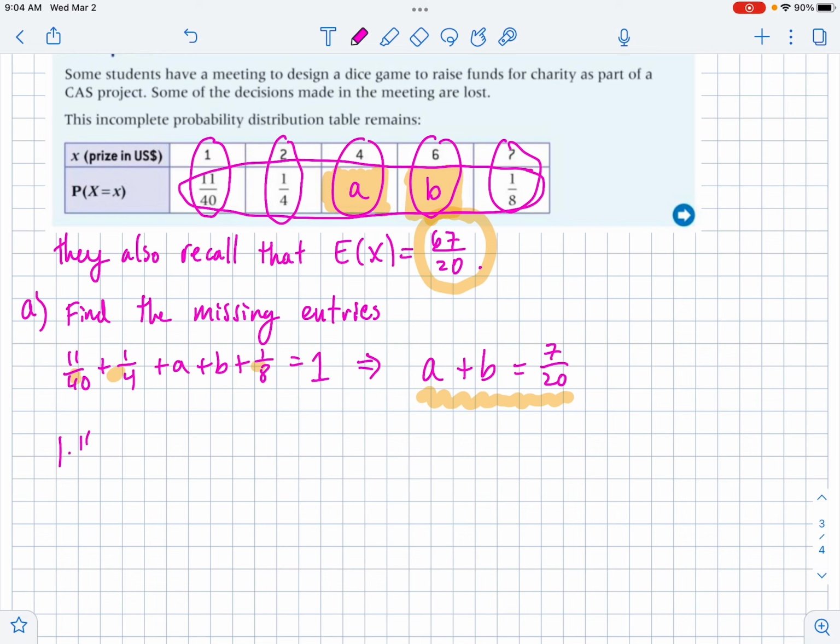So this becomes 1 times 11/20 plus 2 times 1/4 plus 4 times A plus 6 times B plus 7 times 1/8. Why did I switch up notation? And this whole thing has to equal the expected value, which is 67/20. Now, very similarly to that top problem, if you take these numbers and subtract them from 67/20, so you get the A and B by themselves, you get 4A plus 6B is equal to 17/10.